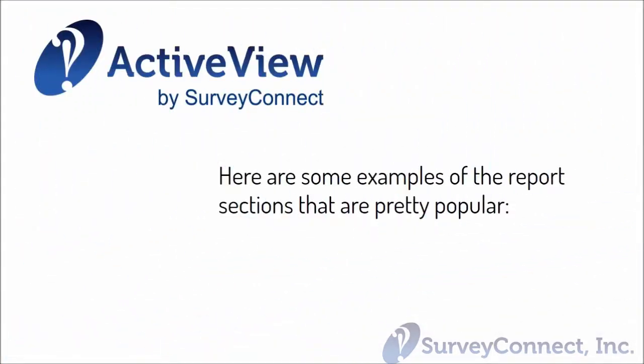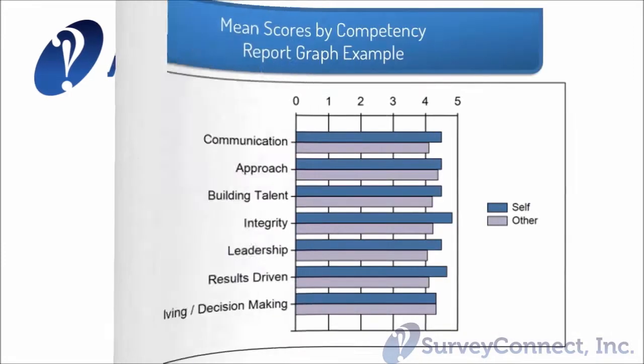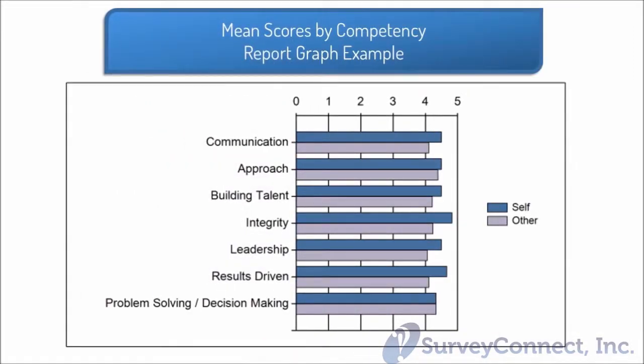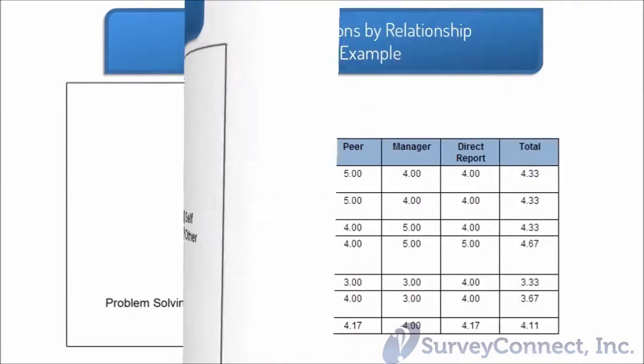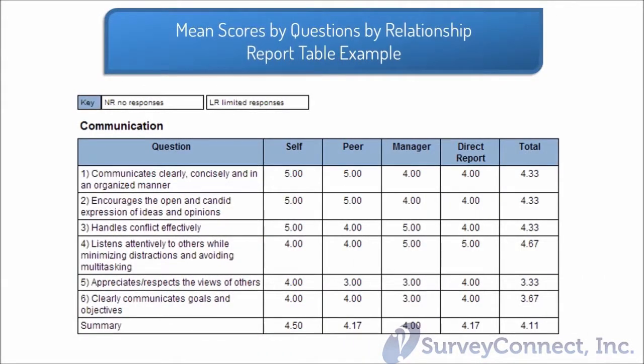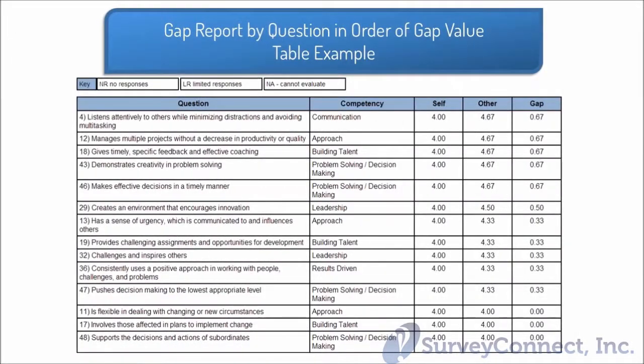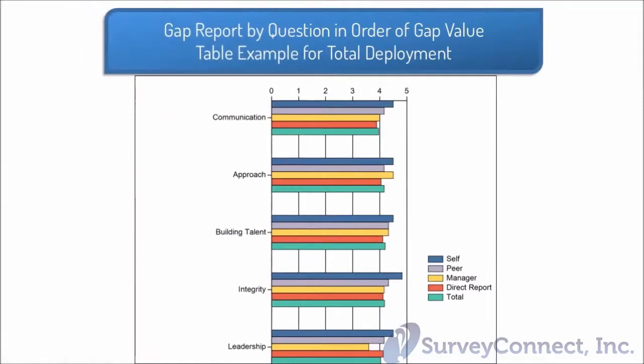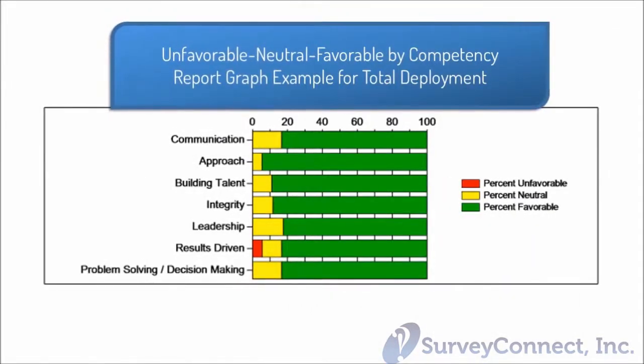Here are some examples of the report sections that are pretty popular. This is a report of mean scores by competencies. This report is a breakdown of communication process questions by relationship. This is a gap report comparing the self scores with the rater scores. Here is one example of a total deployment report, competencies by relationships. This report shows unfavorable, neutral, and favorable scores by competencies for the total deployment.